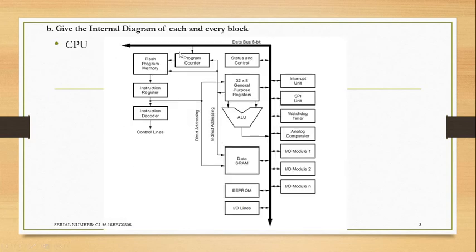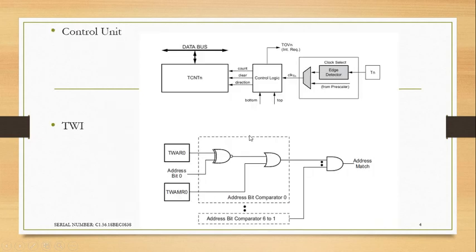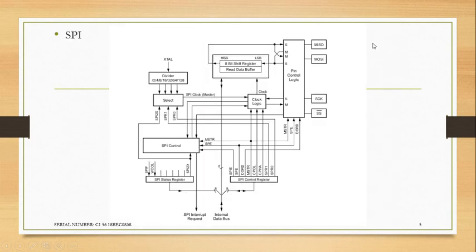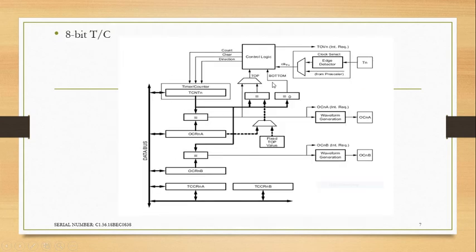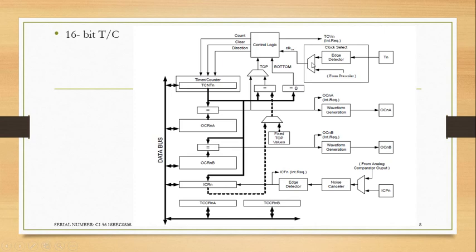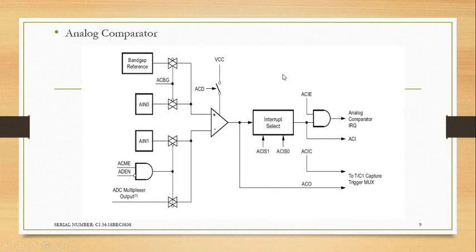And this is the internal diagram of the CPU, a screenshot of it. This is the control unit block diagram, TWI block diagram, SPI block diagram, USART block diagram, 8-bit timer controller, 16-bit timer controller, and analog comparator.